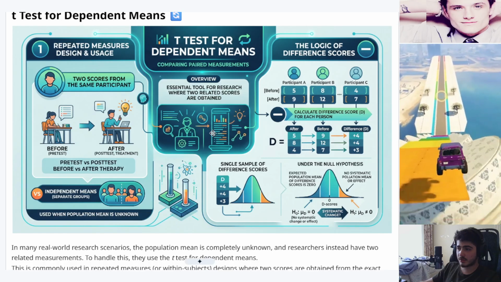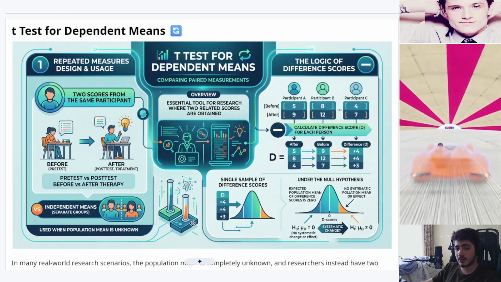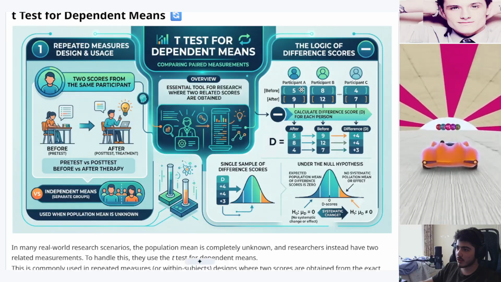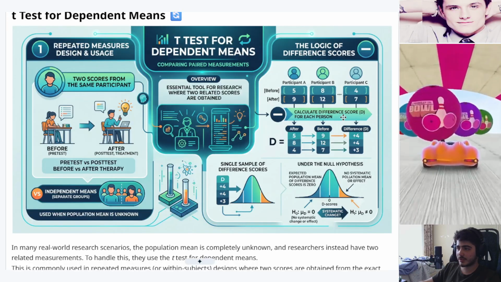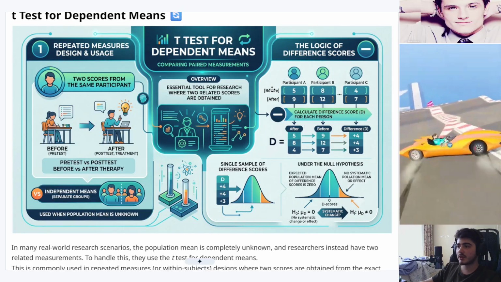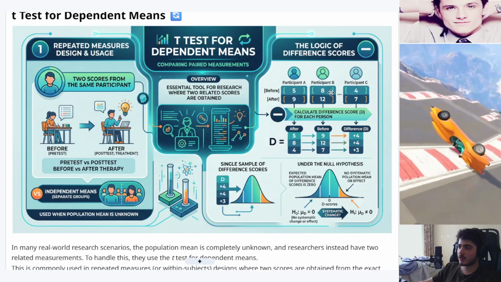How do we do it? The only difference here is that you take the difference of two values. Like you calculate a d-score, which is the difference score for each person. Now, this is participant A, this is participant B.